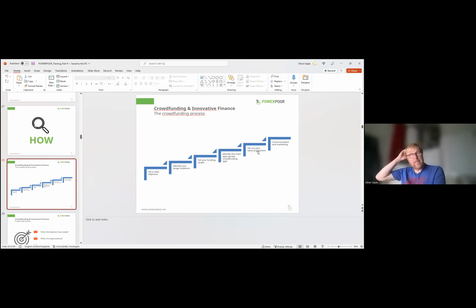You need to have a clear value proposition, which is of course also linked to the type of funding you use, and you need to be able to communicate and market this. Platforms will do this for you, but in most platforms you are also expected to mobilize your own network, which of course is what you want to do if you have an energy community and you want to position this within your neighborhood.